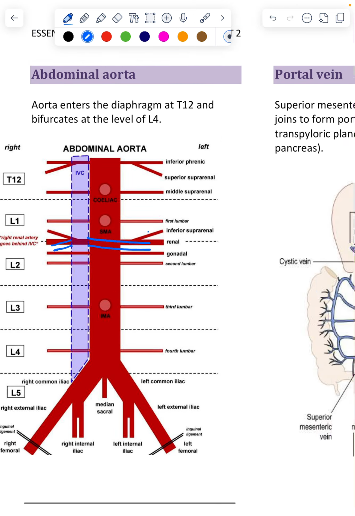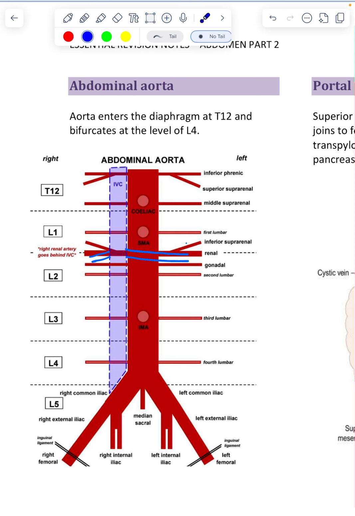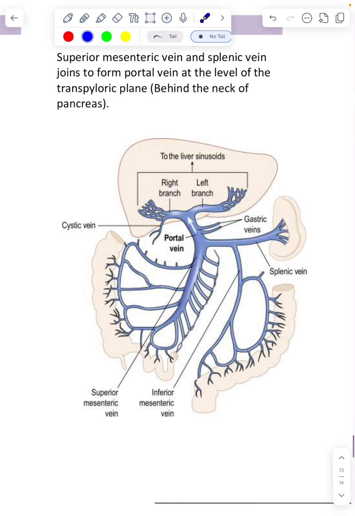Then coming to the levels: at T12 is the celiac, L1 is the superior mesenteric, then the renal is also just below L1. Then at L2 you get the gonadal or second lumbar, and L3 the third lumbar or IMA, the inferior mesenteric artery. At L4 there is the division. So this is also an important thing.